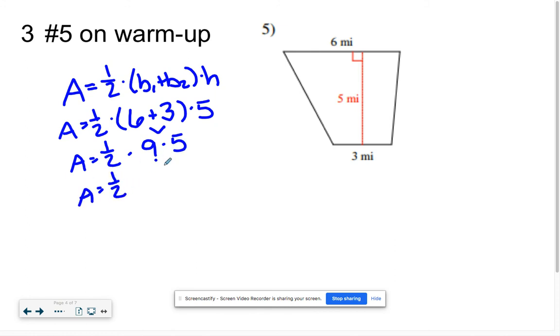I'm going to go ahead and multiply my whole numbers first this time. And now for half of 45, you can either take the shortcut, divide 45 by 2, or you can multiply across to get 45 over 2. But either way, in the end, you are dividing 45 by 2, and that gives us 22 5/10 miles squared.